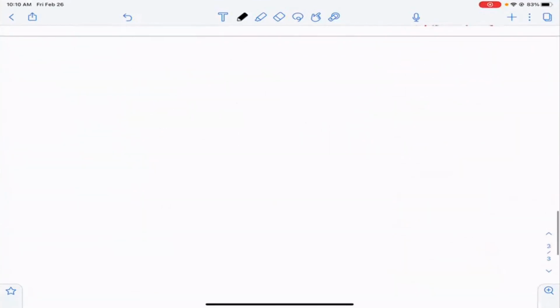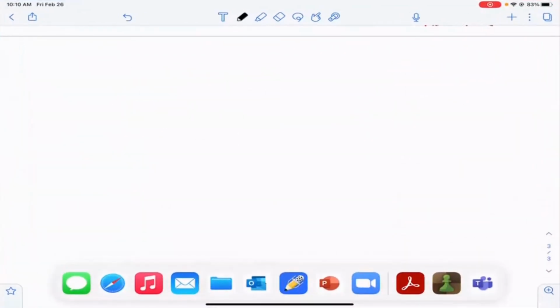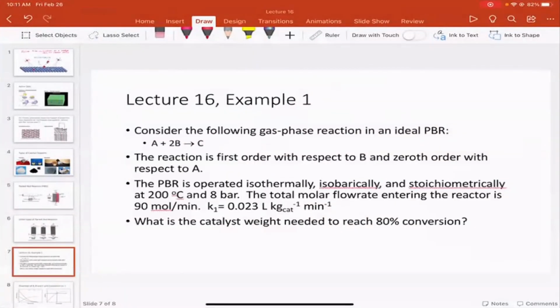Okay, if there are no questions, then let's do an example, okay? Let's take a gas phase reaction in an ideal packed bed reactor: A plus 2B goes to C. The reaction here is first order with respect to B and zeroth order with respect to A. The packed bed reactor is operated isothermally, isobarically, and stoichiometrically at 200 degrees C and 8 bar.